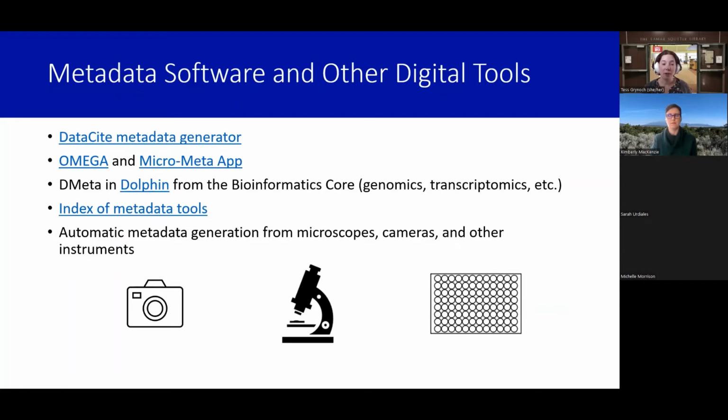And some of the specialized software is being developed right here at UMassChan, such as Omega and the MicroMeta app from Dr. Strambio de Castilla's lab, and DMeta from the Dolphin suite created by the Bioinformatics Core for genomics and transcriptomics. You might also find the right tool for you on this index of metadata tools from the Digital Curation Center in the UK. And keep in mind that automatic metadata is also generated from a number of tools such as microscopes, cameras, and other instruments.